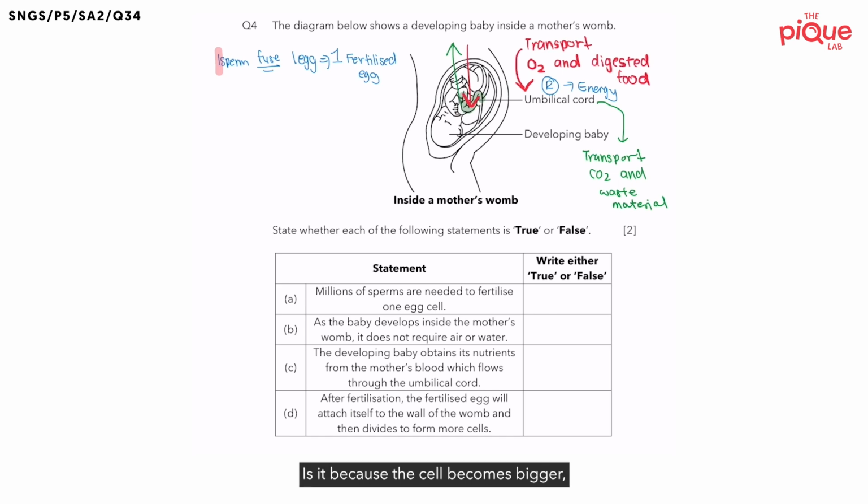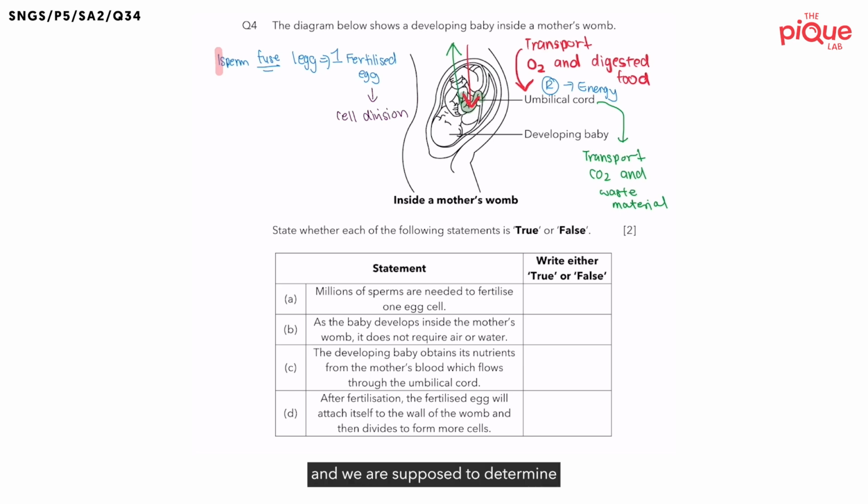Is it because the cell become bigger, that's why you can have a bigger organism? Not true. Every time you have an organism that is growing in size, it is not because their cells become bigger, but it is because they have more cells. So how does a fertilized egg form more cells? It is through this process known as cell division. So remember, whenever the organisms become bigger, it is not because the cells increase in size, but because you have more cells.